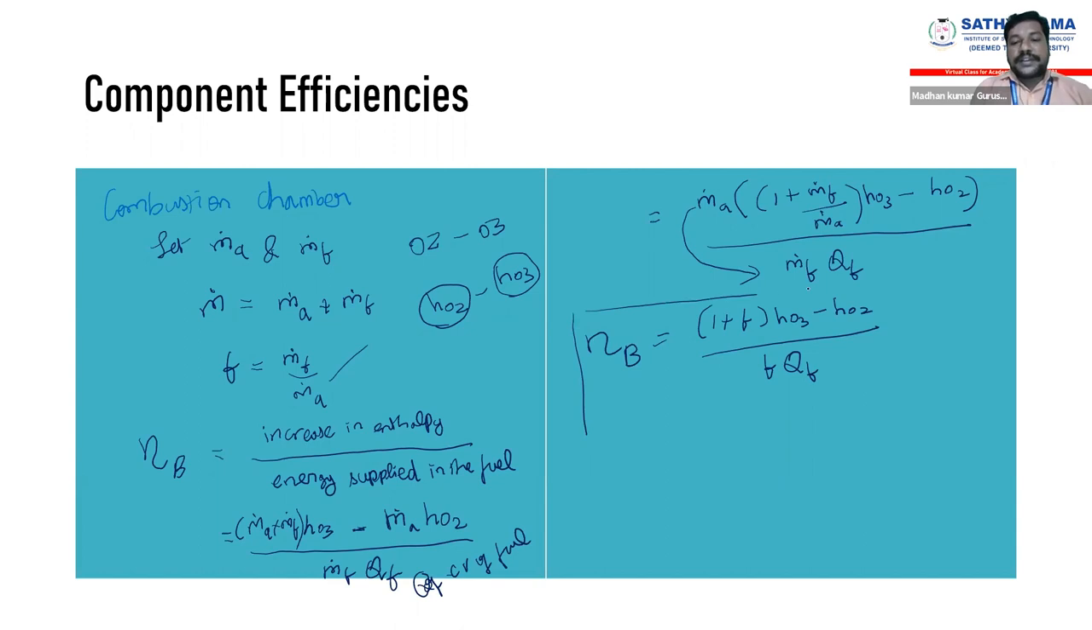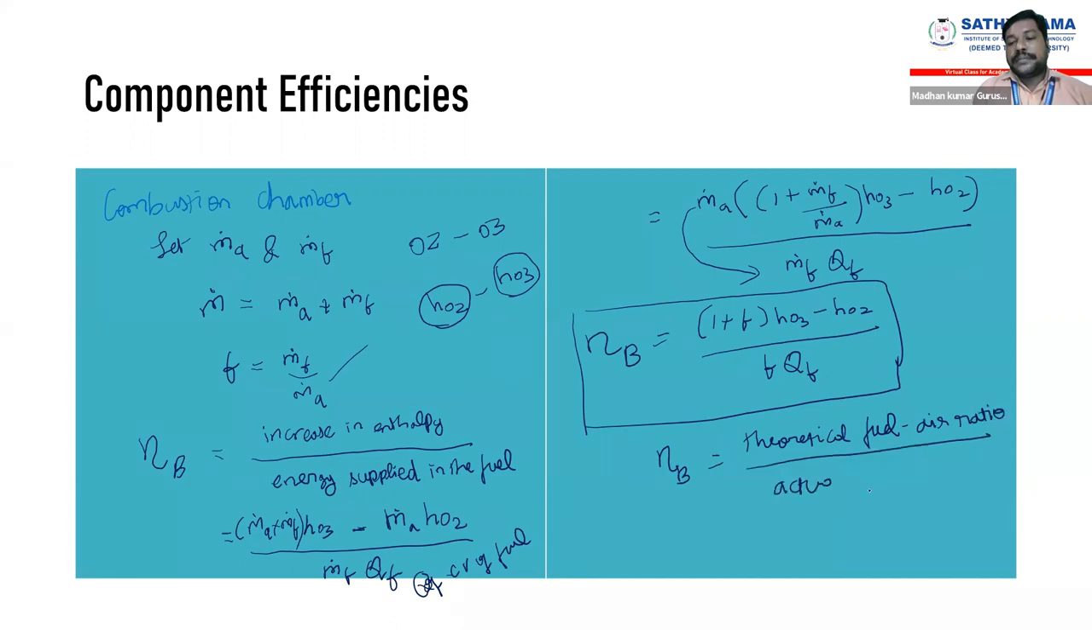combustion chamber efficiency, right? So we can also have another formula for our combustion chamber efficiency. It is nothing but the theoretical fuel air ratio to the actual fuel air ratio. It is given as f dash by f. So this was another formula for combustion chamber efficiency, right?